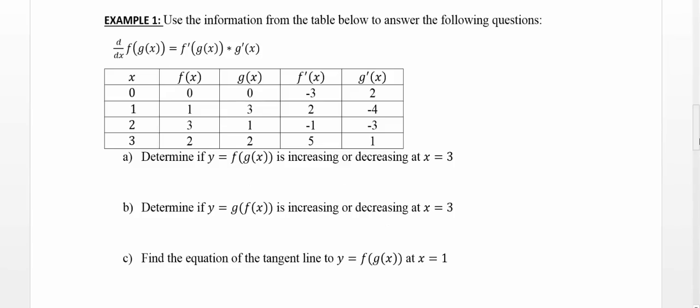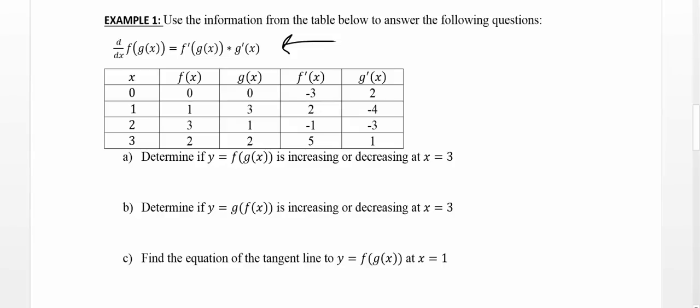Example 1. Use the information from the table below to answer the following questions. A. Determine if y equals f of g of x is increasing or decreasing at x equals 3. B. Determine if y equals g of f of x is increasing or decreasing at x equals 3. And we remember from our earlier section that order is important and that these represent two different functions. And part C, we're going to find the equation of the tangent line to f of g of x at x equals 1. I've rewritten the formula here that's going to be most useful to us when we do it.